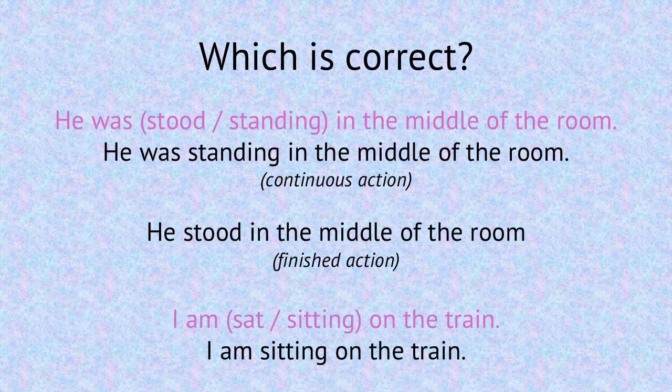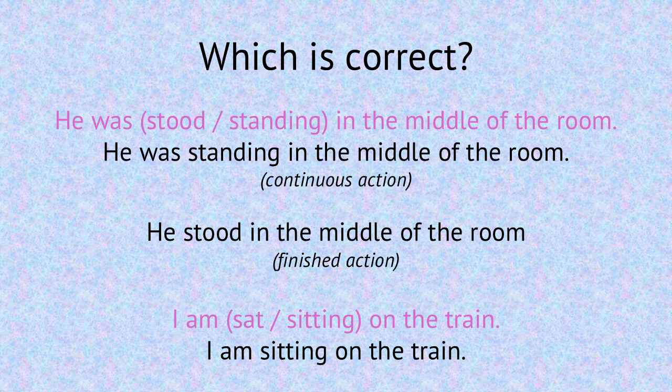So to go back to my question from the beginning, which of the sentences I read out are correct? He was standing in the middle of the room, or he was stood in the middle of the room. Well, because we've got was, we need standing. The alternative would be to say he stood in the middle of the room, which is also the past, but with a slightly different implication to it. Was standing is a continuous action, whereas stood is a finished action.